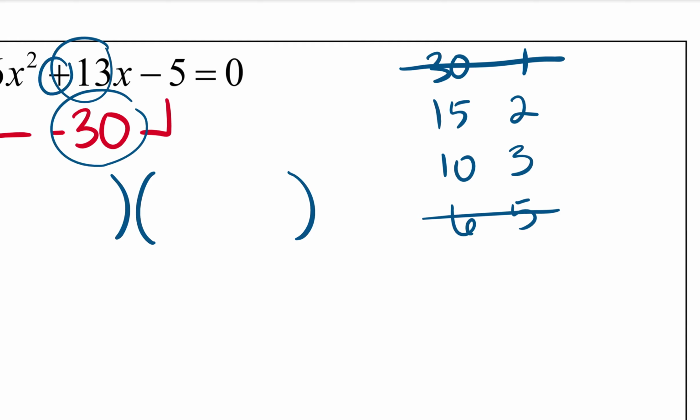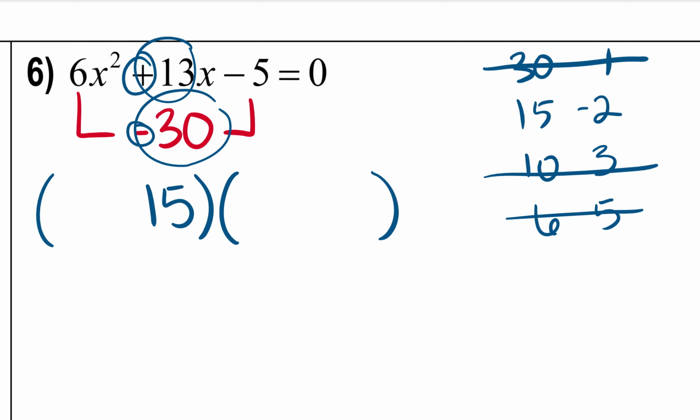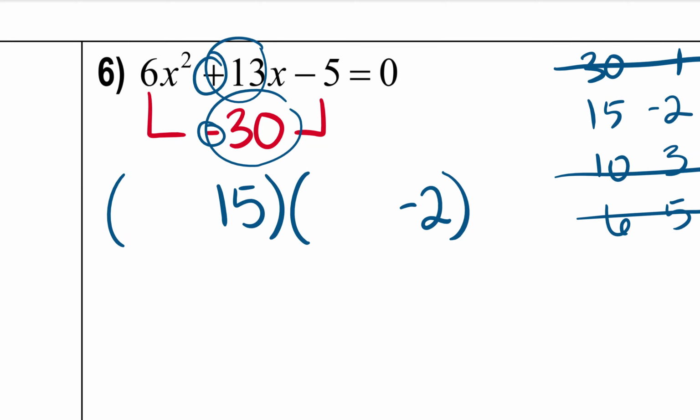So notice, I'm trying to get to a +13, but I want to multiply to a -30. So multiplying to a negative, I have to have at least one of these be negative. Well, on the 10 and 3, there's nowhere I could put a negative that would make it +13, so that one's out. But if I do 15 minus 2, I get 13. So those are going to be my two numbers. Again, it doesn't matter which order they go in. And then I take whatever my x squared is, and I put 6x here and 6x here.